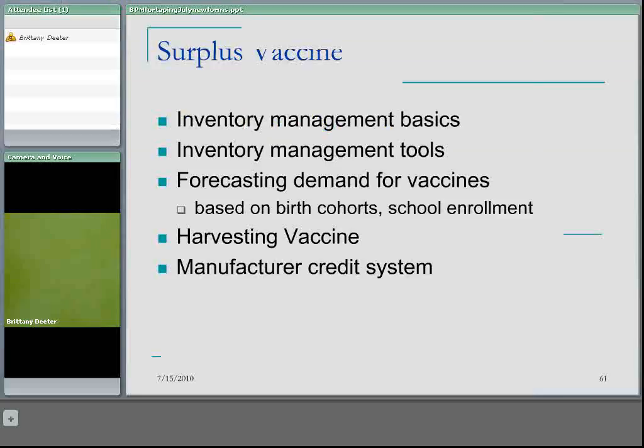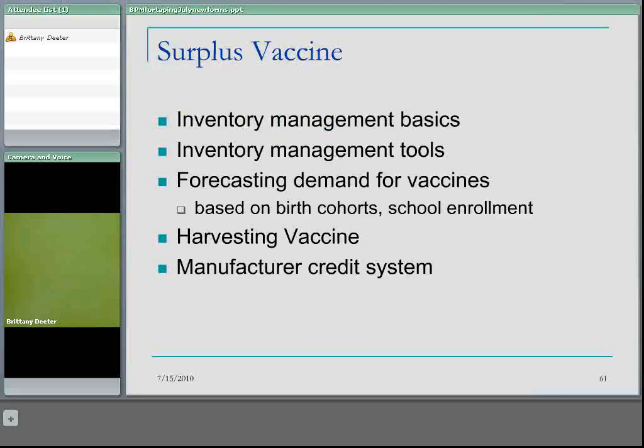A couple of things we're going to talk about today are inventory management basics, tools you can use to manage your inventory, and forecasting demand for vaccines. This is just some basic theoretical concerns based on birth cohorts and school enrollment. We'll look at harvesting vaccine back either to the health authority or back to the BC CDC pharmacy. And finally, talk briefly about the manufacturer credit system.